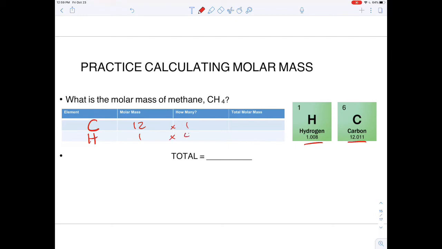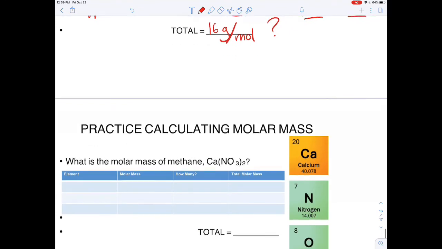How many carbons do I have? 1. How many hydrogens? 4. So in total, I have 12 plus 4. What is the correct molar mass for methane? 16 grams per mole. That's going to be the correct units here. g/mol. There's 16 grams of methane in every 1 mole of methane.